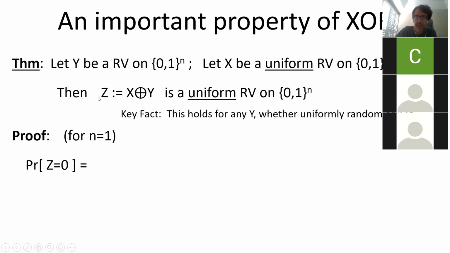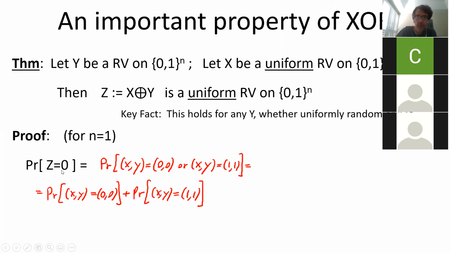So Z is a bit, right? Because now both X and Y are just bits. Again, X is a fresh uniform random bit, Y is arbitrary. So now when is this bit 0? In two cases: when both X and Y are 0, and also when X and Y are 1, right? Because that's how XOR works. This is 0 exactly in these two cases when we're talking about bits. So this is an OR: either this case happens or this case happens. It's exclusive, so I can rewrite this probability as the probability that this happens plus the probability that this happens, right? Because they are not intersecting.